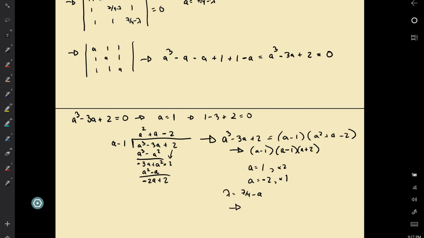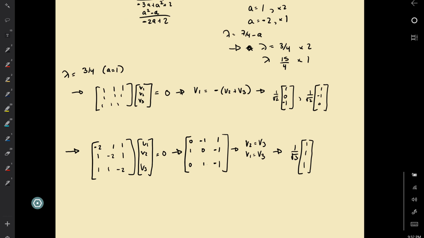So our eigenvalues are actually lambda equals 7/4 minus 1, so 3/4 times 2, and then lambda equals 7/4 plus 2, which is 15/4. Oh, these look familiar. Awesome. Times 1. Okay, cool. We actually have our eigenvalues now, and now we just got to get the eigenvectors for them. And of course, you get the eigenvectors just from plugging these eigenvalues back into our block matrix.